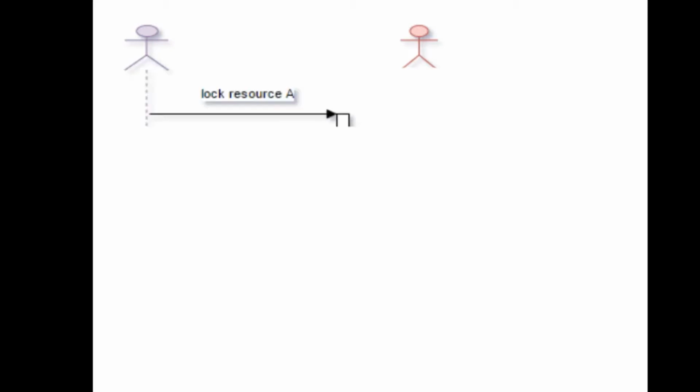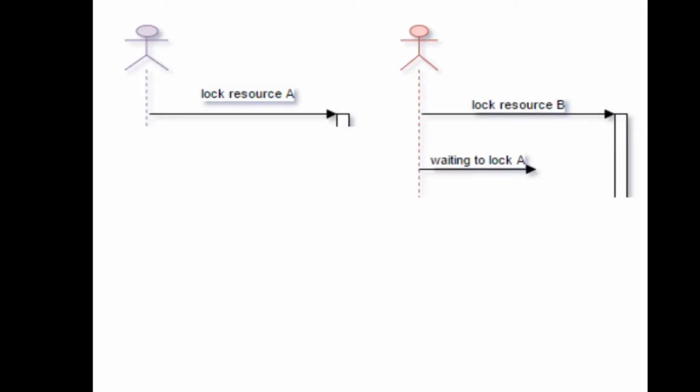The first process locks the resource A. The second process locks the resource B. And then it immediately tries to lock the resource A, but it cannot, as it is already locked by the first process. As a consequence, the second process waits until the first process releases the lock on the resource A.